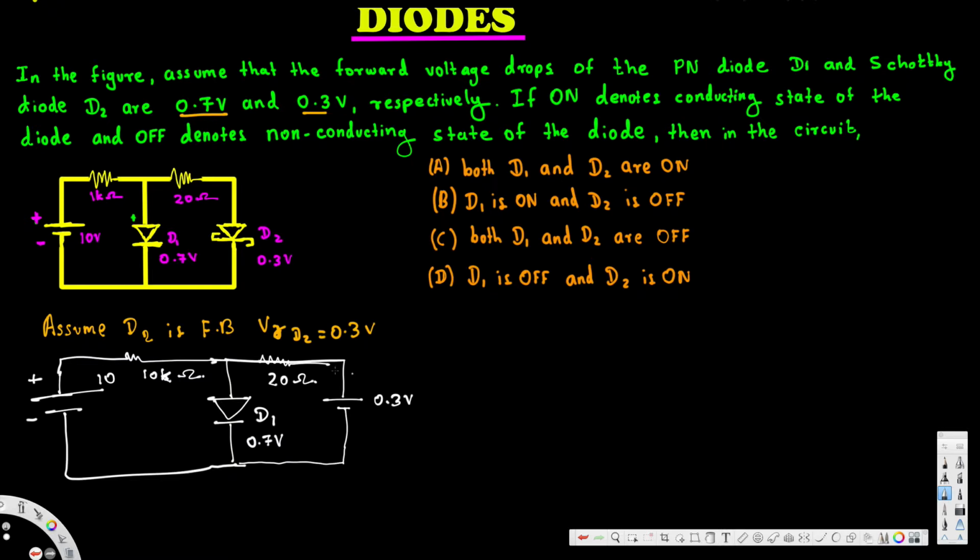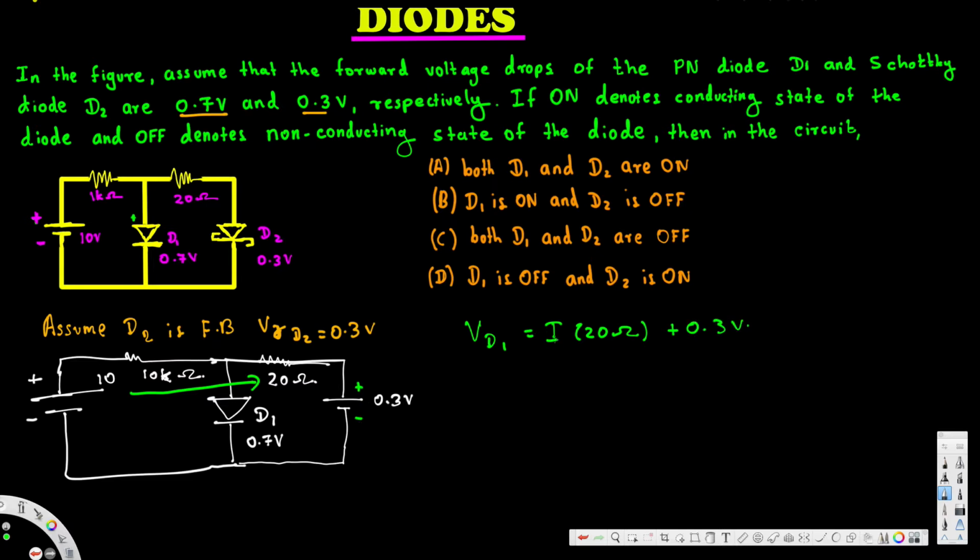Now let's see what's going to happen. To find that out, we can apply KVL. So VD1 should be equal to the voltage across this resistor and also this voltage drop. The voltage across the resistor can be calculated using basic Ohm's law, V is equal to IR. We know the resistance is provided, and the current is going to be the same everywhere because this is in series. So I times 20 ohm is going to be the voltage across this resistor. And also we have a voltage drop, that is 0.3 volts.